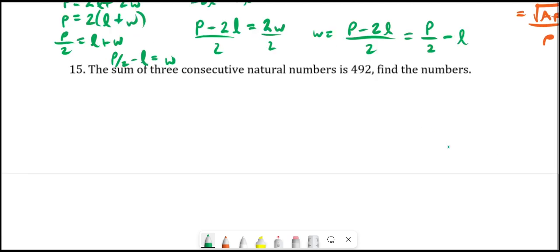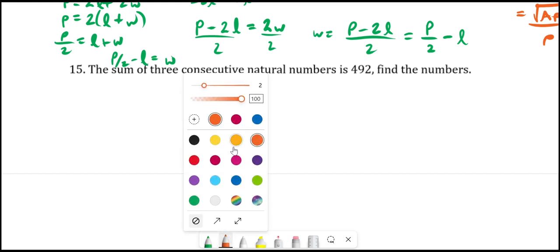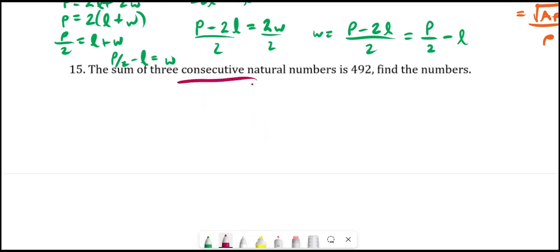Finally, we have this nice question here. It says, the sum of 3 consecutive natural numbers is 492. Natural numbers are positive whole numbers, and 0. So how do I write 3 consecutive natural numbers? Consecutive means one after another, like 3, 4, 5, or 678, 679, and 680. These would be examples of 3 consecutive natural numbers.